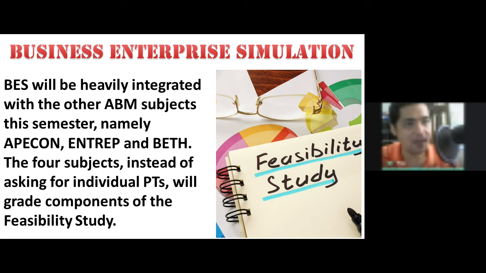Although APECON, ENTREP, and BEF may still give you some smaller PTs, which is entirely possible, they're not going to ask you to write individual papers anymore. The parts of the FS will involve economics, entrepreneurship, and ethics. Okay? So, the four subjects, instead of asking for individual papers, will grade components of the feasibility study instead. So, instead of having many papers, it's just one paper. Admittedly, one kind of long paper.